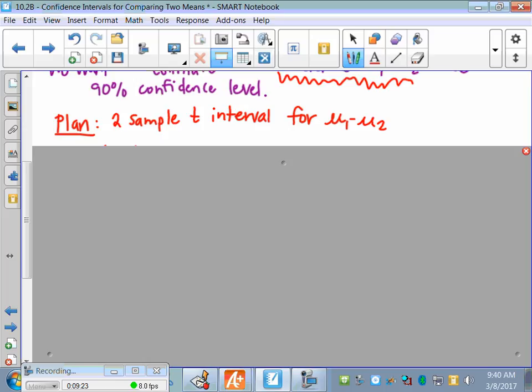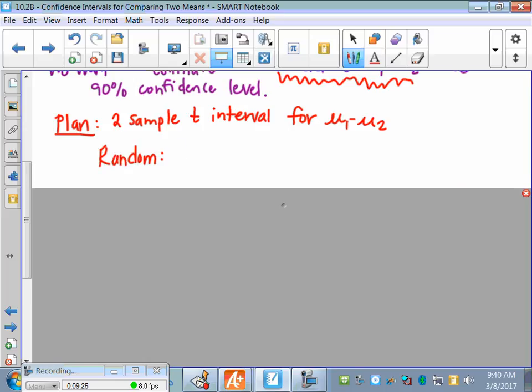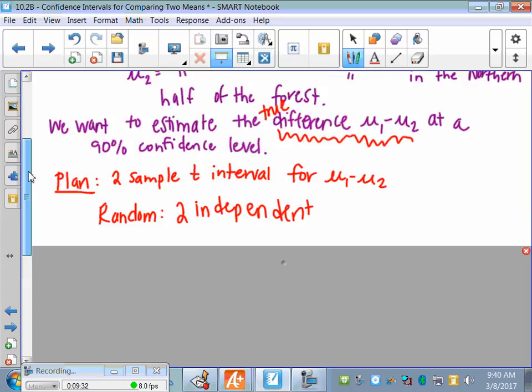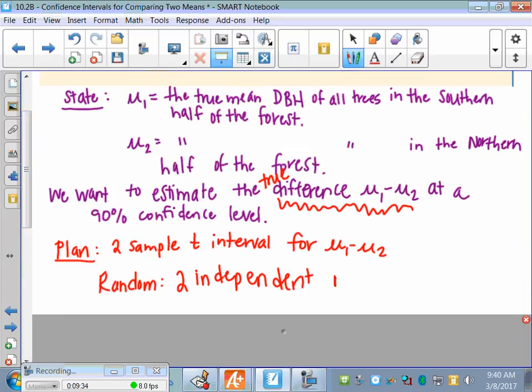Yes. All right, since we have two different samples, what do we have to remember for random? Independent random samples. So we would say two independent random samples. So we took 30 trees from the north and 30 from the south.